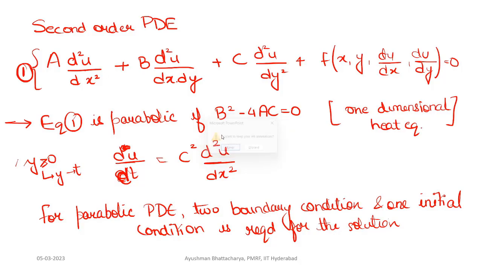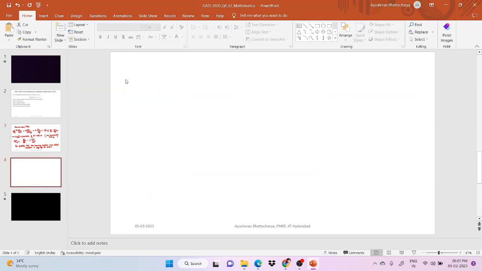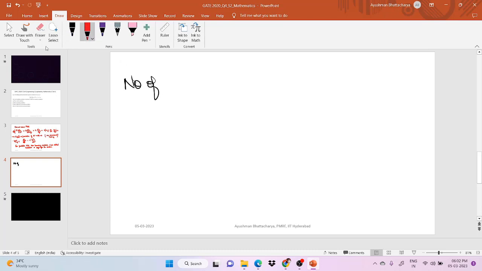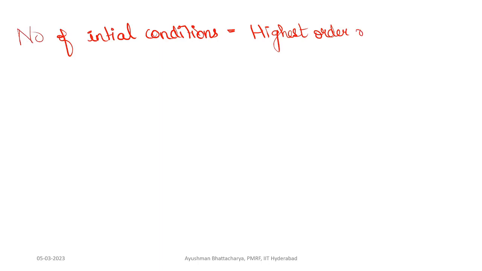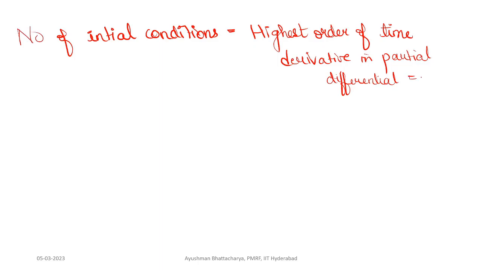Okay. So the first thing is that the number of initial conditions is equal to the highest order of the time derivative in the partial differential equation. So here the highest order time derivative, du by dt, is 1. So the number of initial conditions is 1.